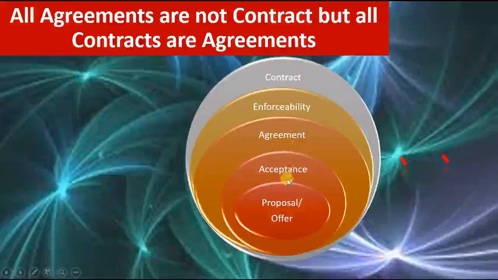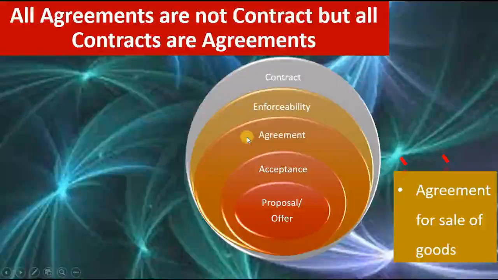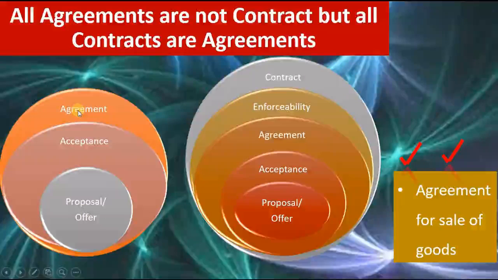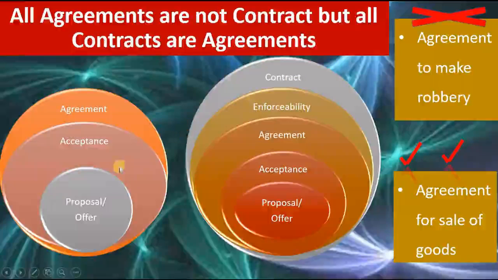So here, in all these processes of contracts, agreement is a part of contract, but all agreements are not contracts. Agreement for sale of goods is an example for this. It's an agreement, and at the same time it's legally enforceable, so we can call it a contract. But in an agreement to commit robbery, here's a proposal, here's acceptance. It can be an agreement, but it cannot be enforceable by law, so it cannot be called a contract.